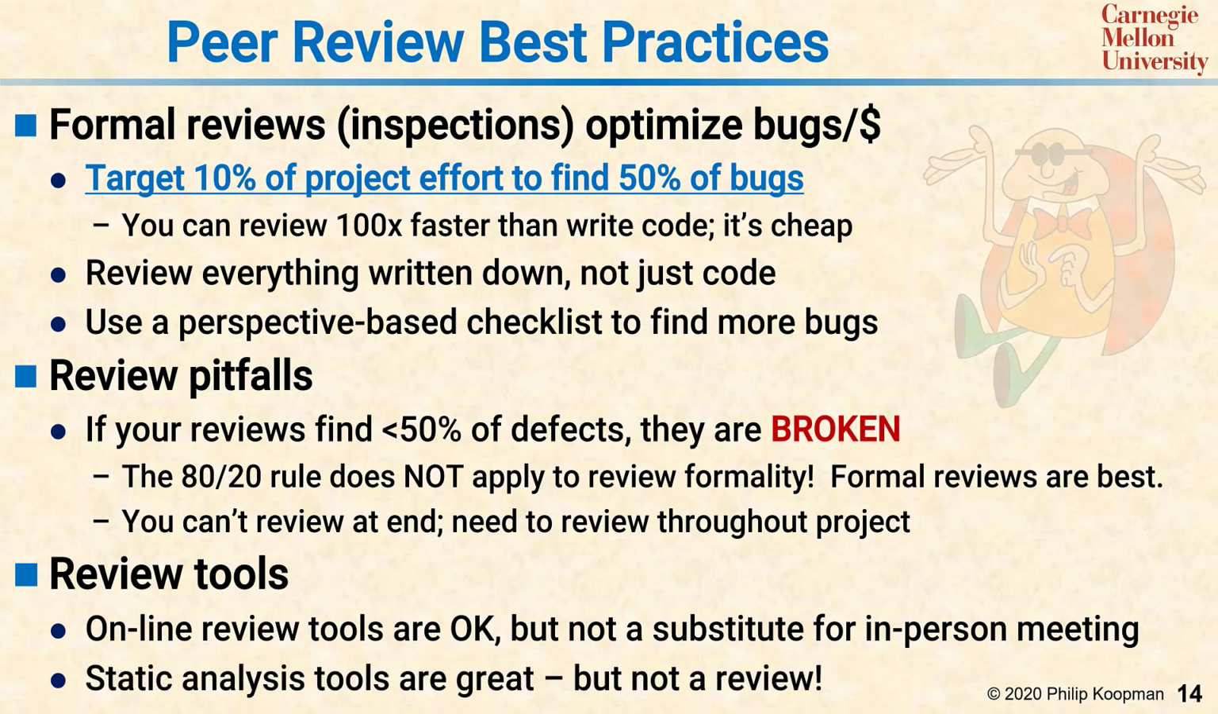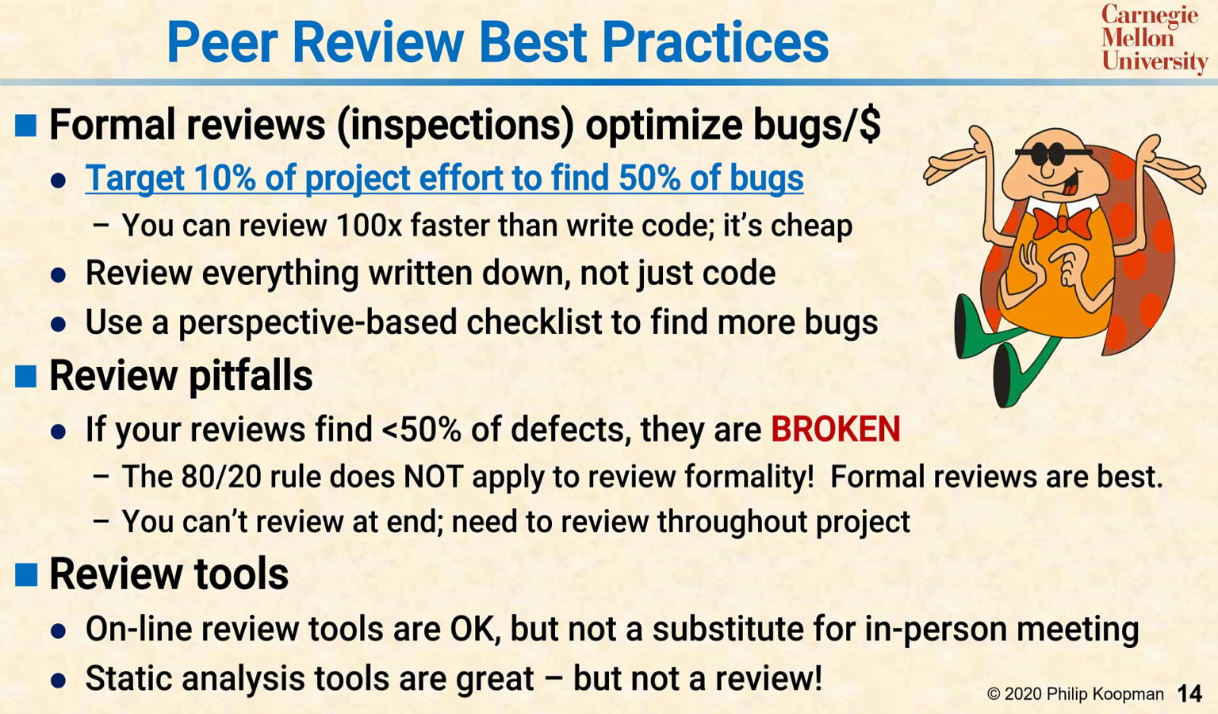Finally, static analysis tools such as PCLint and compiler warnings are great ways to find defects in code. These should be done before the review to avoid wasting human time finding things a machine can find. But they are no substitute for an actual in-person, formal, checklist-based peer review or inspection.